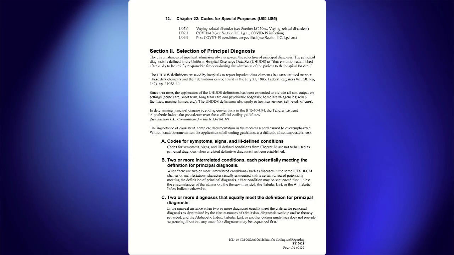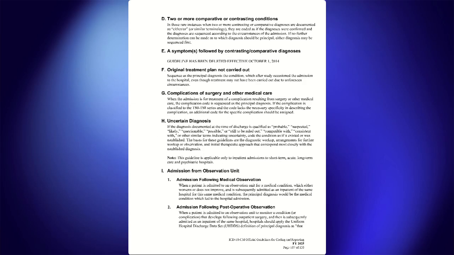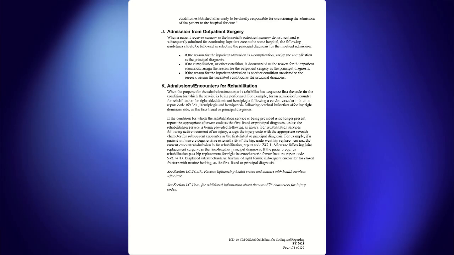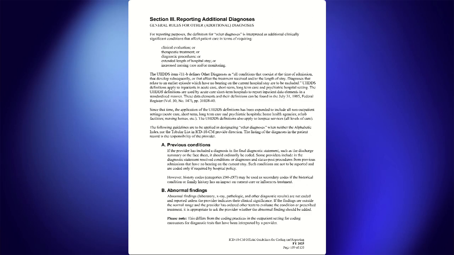So, section 2, here you see the selection of principal diagnosis. And selection of principal diagnosis is divided into letter A, B, C, D. E was deleted, long time ago, 2014. Then you have F, G, H, I, J, and K. And then you go to section 3, which talks about reporting additional diagnoses. This is when we can capture a secondary diagnosis. It has to meet that criteria.